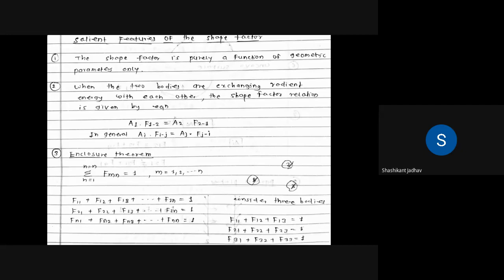Similarly, we have to write the equation for the second object. That is F21 plus F22 plus F23 plus dash dash dash plus F2n is equal to 1. Okay, and similarly we have to write down the equation for the nth object, that is Fn1 plus Fn2 plus Fn3 plus dash dash dash plus Fnn is equal to 1. Okay, so these are the general equations. When n number of objects in the same enclosure are there, for that we have to write down the equation in that manner, and we have to find out the values of the shape factor.